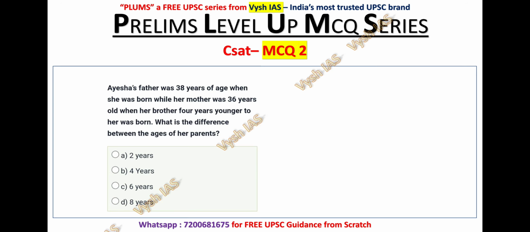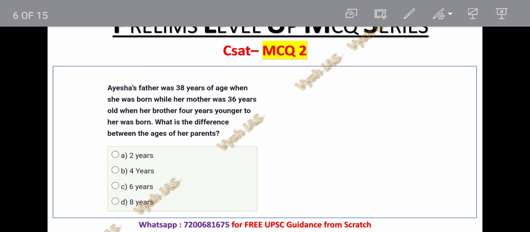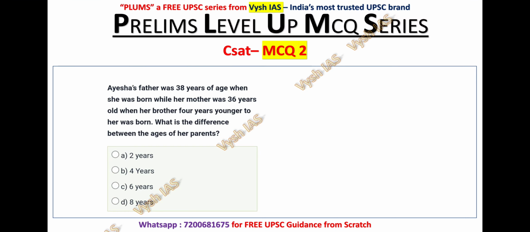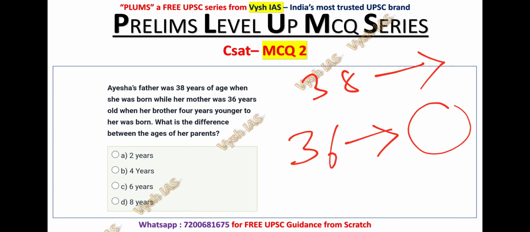Now let's solve MCQ number 2. Aisha's father was 38 years of age when she was born, while her mother was 36 years old when her brother, 4 years younger to her, was born. What is the difference between the ages of her parents? So the question is saying that Aisha's father's age is 38 years when she was born. And her mother's age is 36 years when her brother was born. Her brother is 4 years younger to her. So at present, what is the difference between their ages? This is what they're asking in the question.